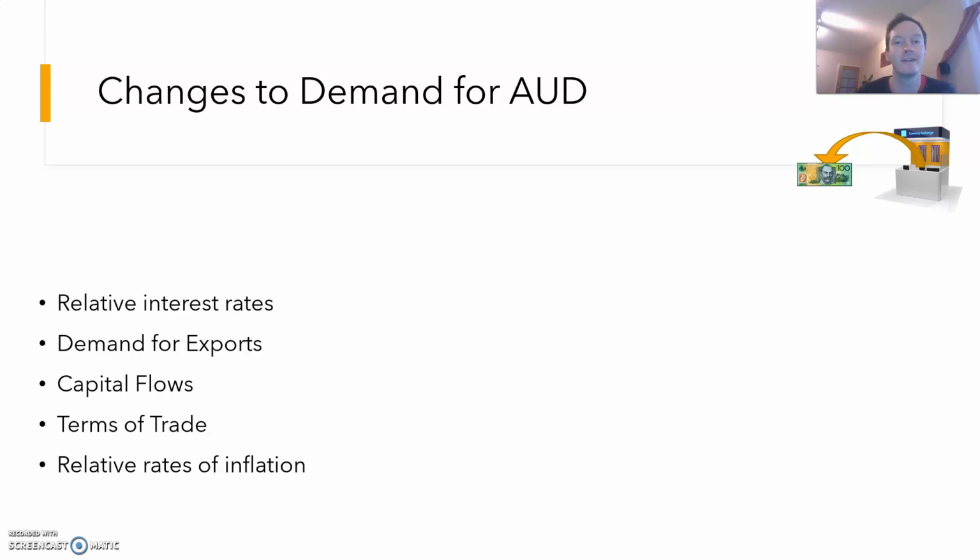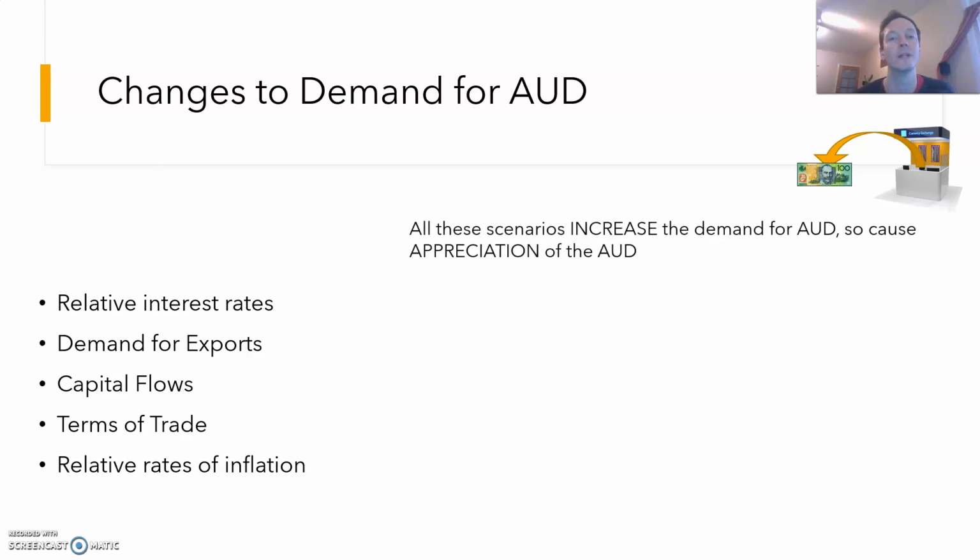Okay, so here are the ones in the study design that we have to link through to changes to the exchange rate. All right? And what I've done over here is I'm going to split them out into the demand. So this is where essentially currency leaves that foreign exchange office. Okay, so it can go the other way. The demand for certain goods and the demand for the currency can also fall, but we're just going to do one direction here, and it can go the other direction if you wanted to do a depreciation. So all of these scenarios will increase the demand for the AUD, cause more money to leave the foreign exchange office, so then cause an appreciation of the AUD.